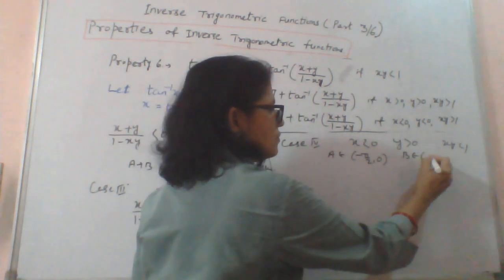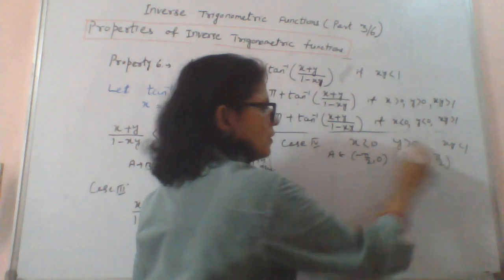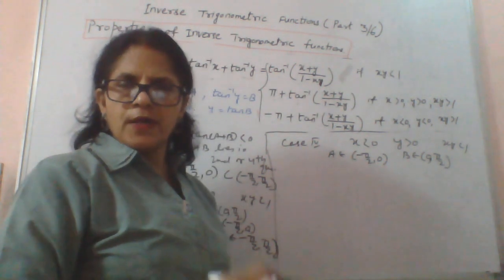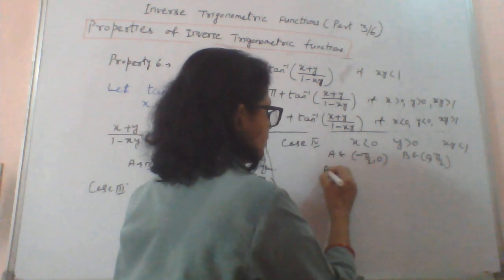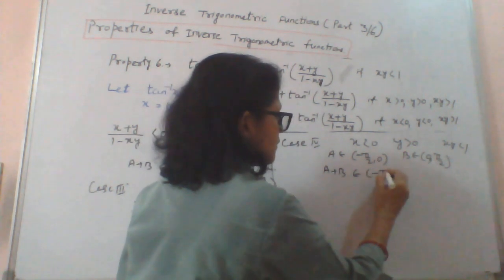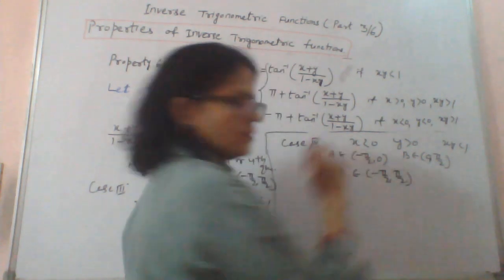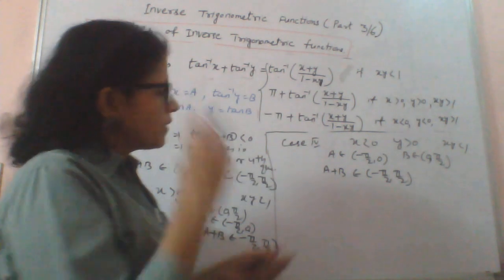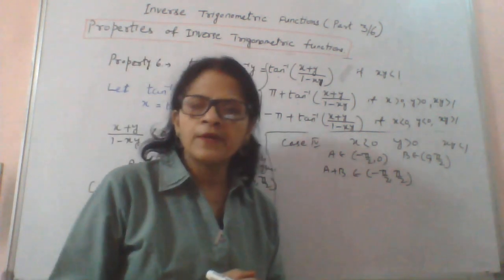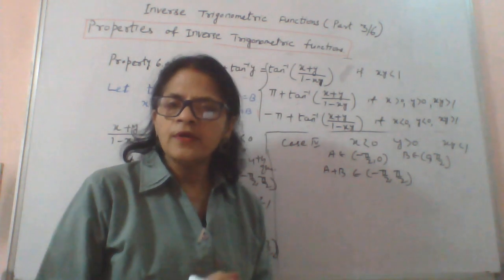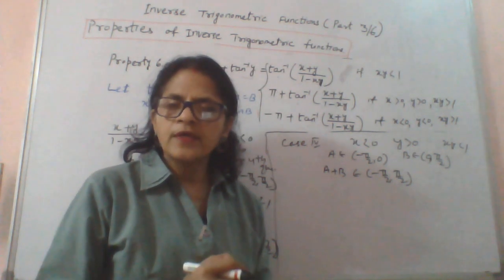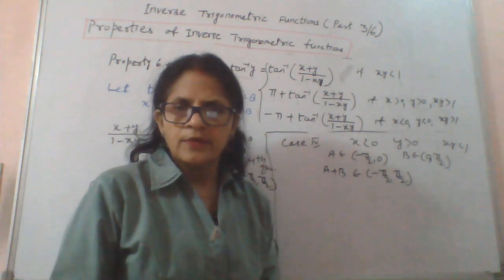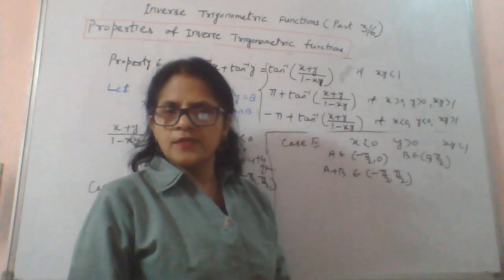B belongs to (0, π/2), and so both the subintervals are subsets of (−π/2, π/2). So here a + b belongs to (−π/2, π/2). Okay, so in all the four cases, either a + b belongs to the open interval (−π/2, π/2), or a + b lies in a subinterval of (−π/2, π/2). It means your tan(a + b) is invertible.